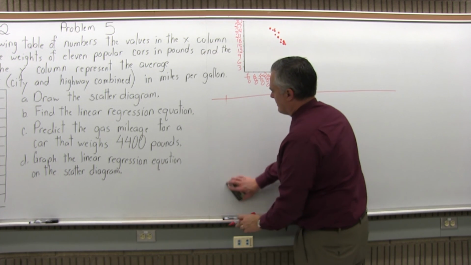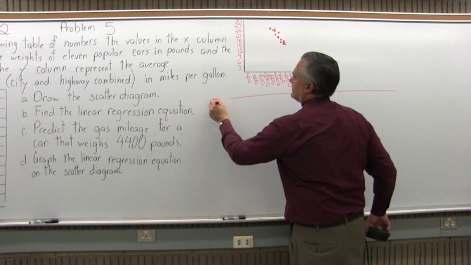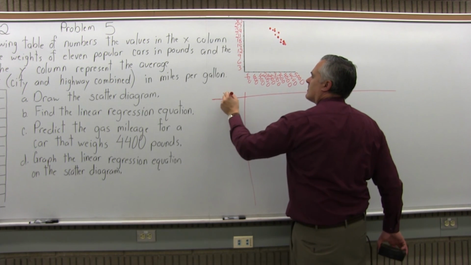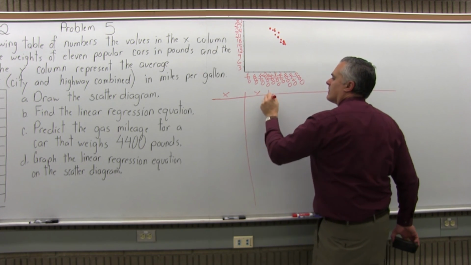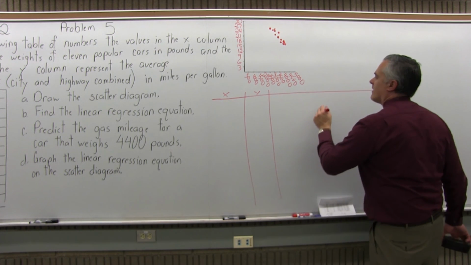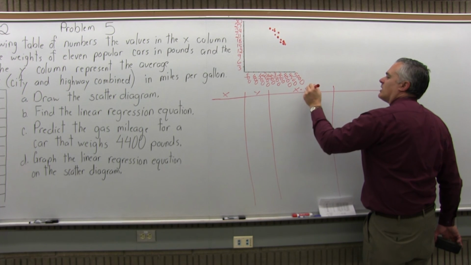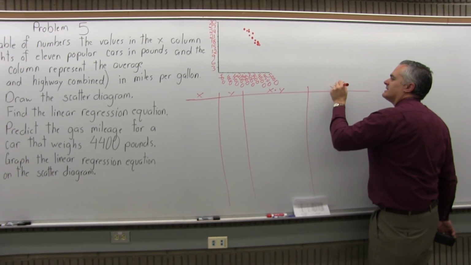Let's give myself a little bit more room. The x values are the weights. Y. X times y, and then x second power.